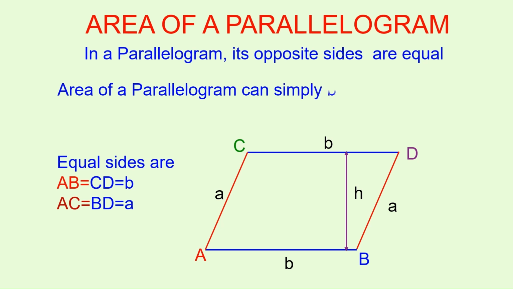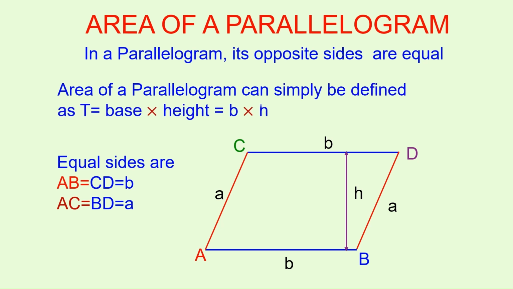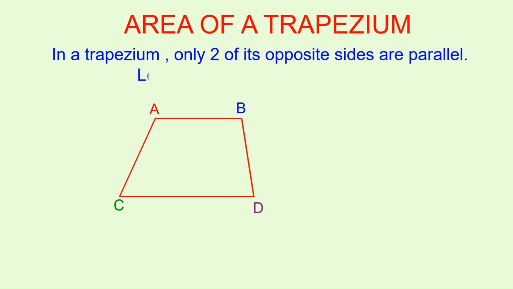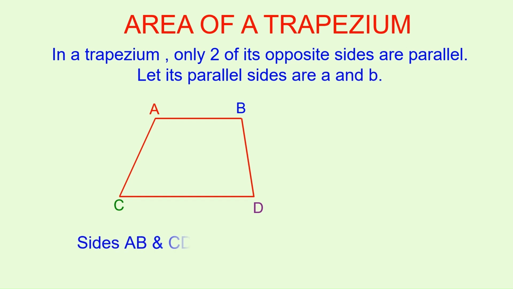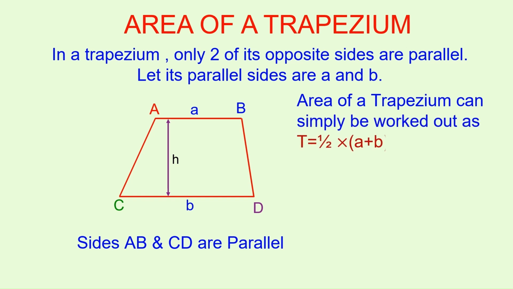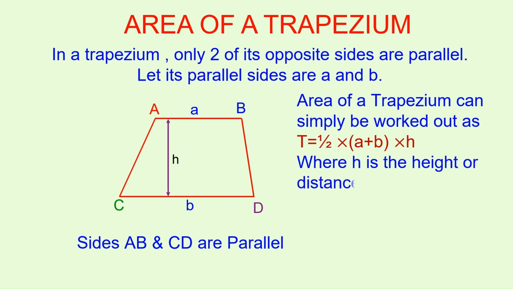Area of a parallelogram can simply be defined as T equals base times height equals B times H. Area of a trapezium can be worked out as T equals 1/2 times (A plus B) times H, where H is the height or distance between two parallel lines AB and CD. Also, length of AB equals A and CD equals B.